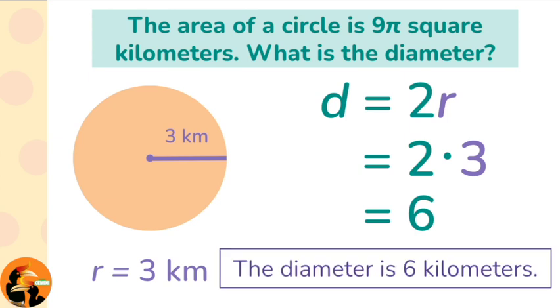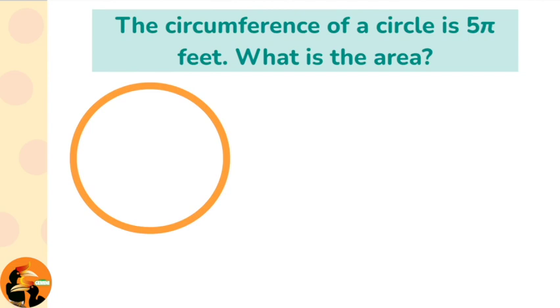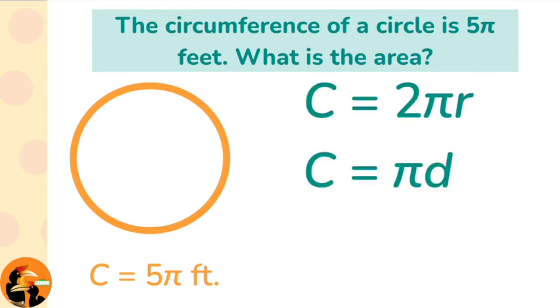Let's try another. The circumference of a circle is 5 pi feet. What is the area? First, we know that the circumference is 5 pi feet. Next, we will plug 5 pi into the formula for circumference. Now, we have two formulas for circumference, so which one should we use? Well, we're ultimately looking for the area of our circle, and we know we need the radius of our circle to find the area. So let's use the first formula, since that includes r for radius.